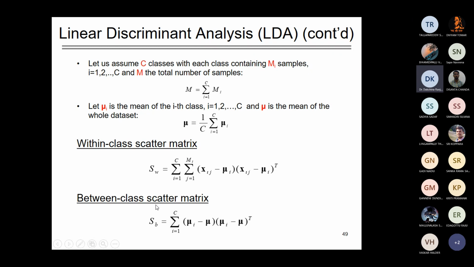Okay, and then we will get the between class scatter matrix. The between class scatter matrix is computed as the multiplications of deviations between the mu_i, which is the mean for each class, and the global mean, where this global mean is computed on the whole data set. So we are taking mu_i minus mu, times the transpose of mu_i minus mu, and we sum this over C number of classes, and this will give us the between class scatter matrix.